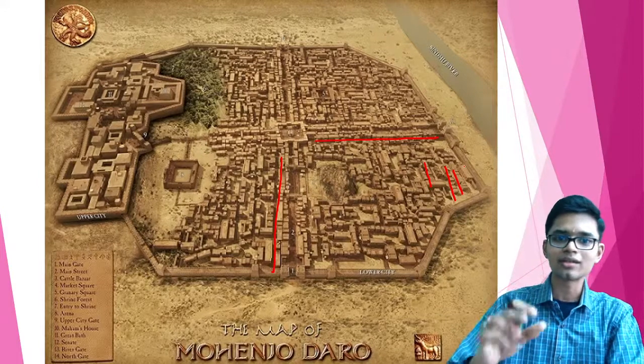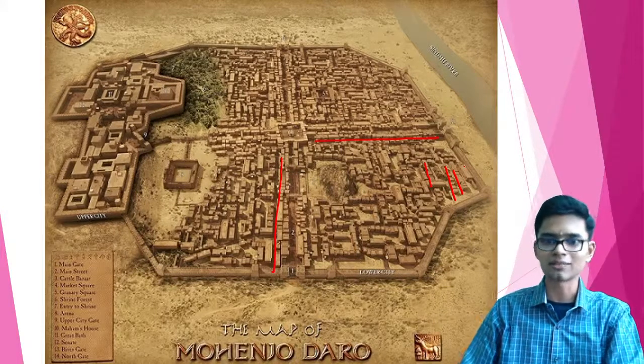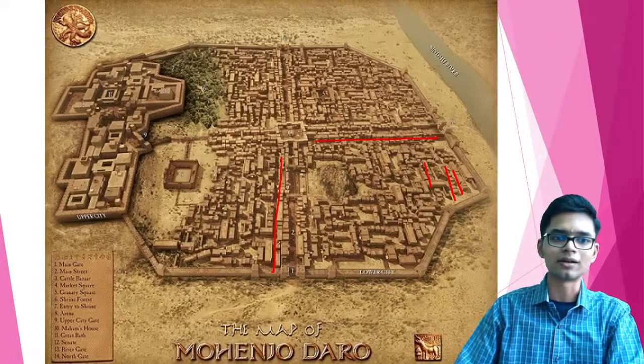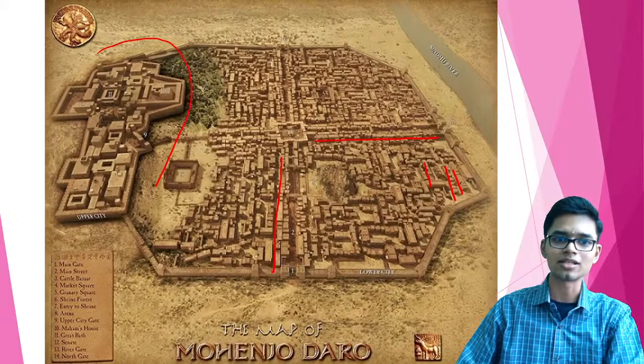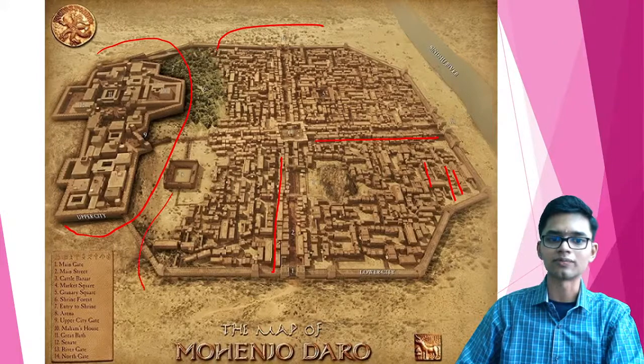Okay, so here also you can see an aerial view. This is a constructed image, not the real thing. You can see the citadel area here, which is very mighty and flourished, the upper city, and then the lower town where the common folk lived, the whole other area.